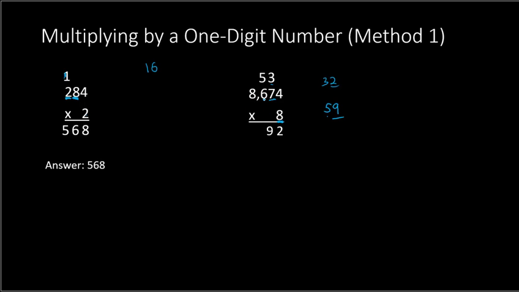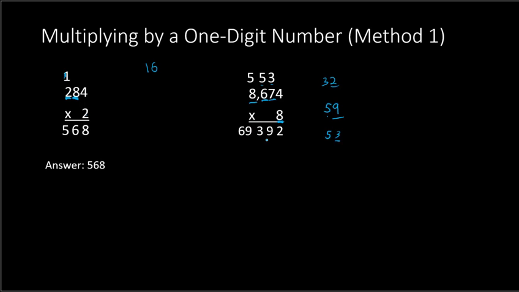8 times the 6 is 48, and then 48 plus the 5 that we carried would give you 53. So we can take the 3 from 53, put it down here, and the 5 we can carry up above this 8 in the thousands place. So now we repeat again. We take 8 times the 8 and then add the 5. 8 times 8 is 64. 64 plus 5 gives you 69.